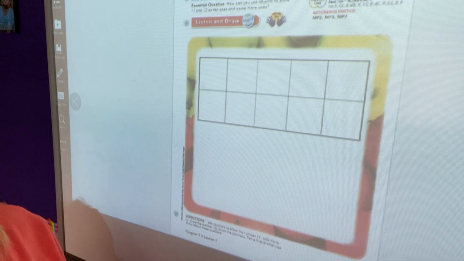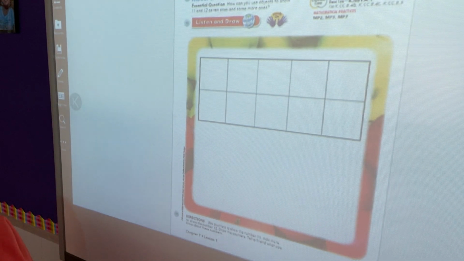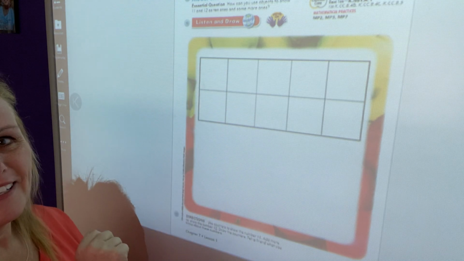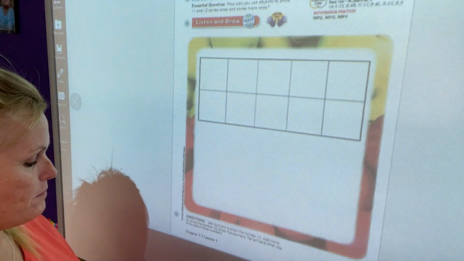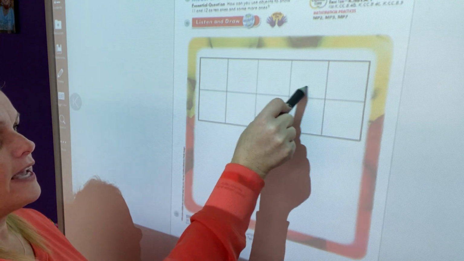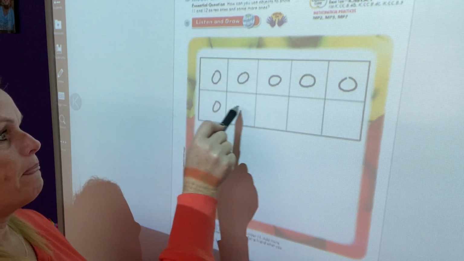You will need your counters if you'd like, or you can draw them. I'm going to draw them today, so we're going to take a peek and see what's going on here. First, we're going to use counters to show the number 11. So let's review. What is that called? You're right. It is a 10 frame. So in that 10 frame, we're going to draw 10 counters, okay?